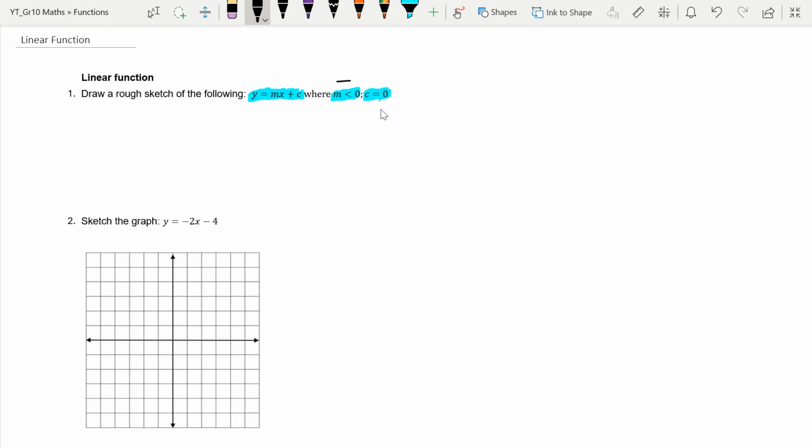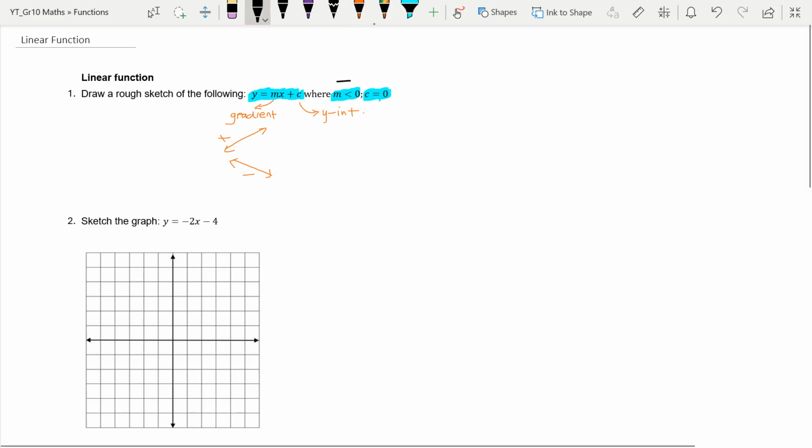But now we need to make sense of that, and we need to know what that means. This is the knowledge that you need to have. You need to know that the m refers to your gradient, the steepness of the line, and that your c is your y-intercept. Then, further knowledge that you need to have: if you have a positive gradient, your line will be increasing. If you have a negative gradient, the line will be decreasing.